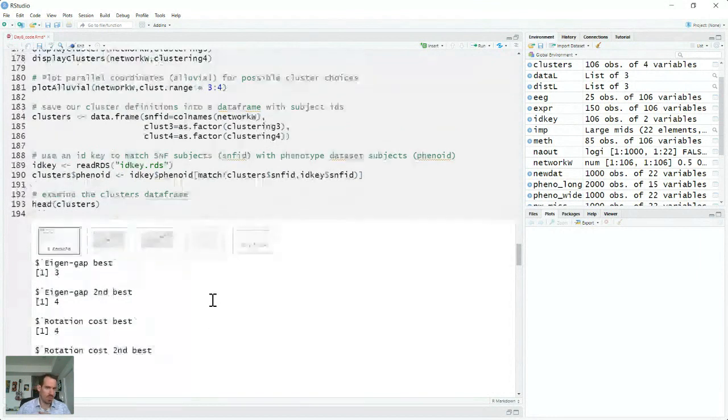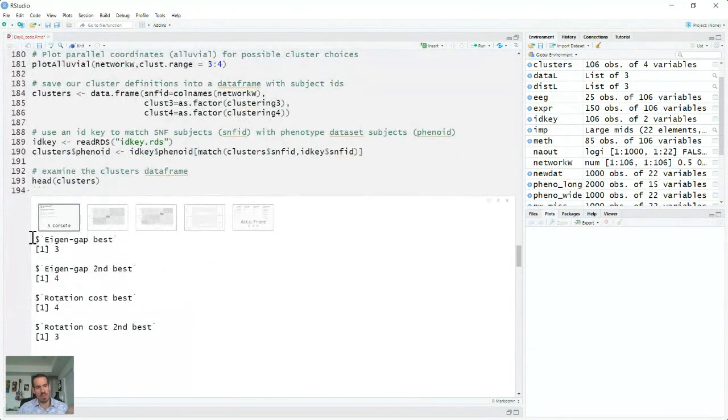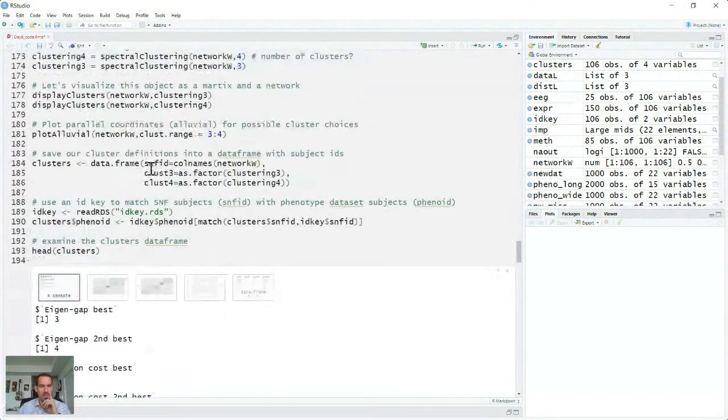That's more cluster stability. So what we got out of this was, a lot of this is automated. The best solution according to one method was 3. The best solution according to another method was 4. In heterogeneous data, there's never going to be a convergent solution. So we ran it both ways. That's what we did next.